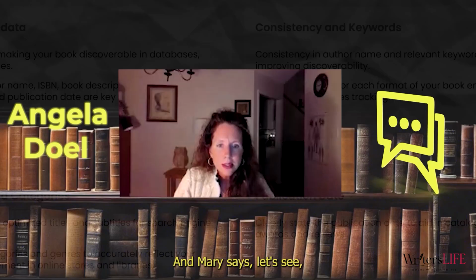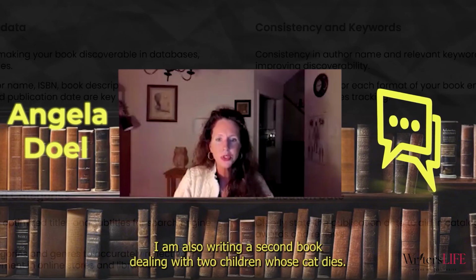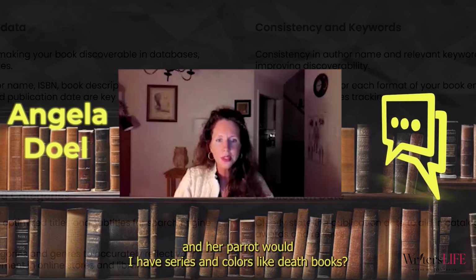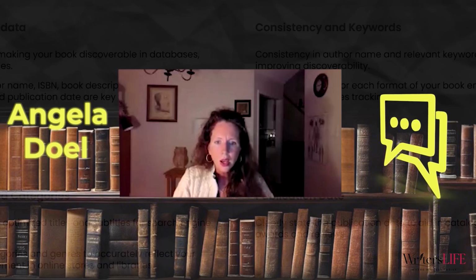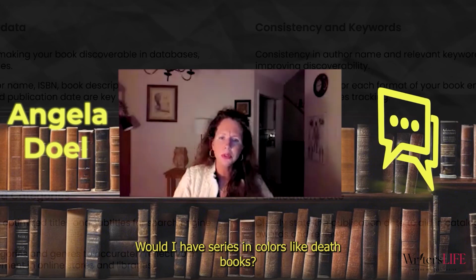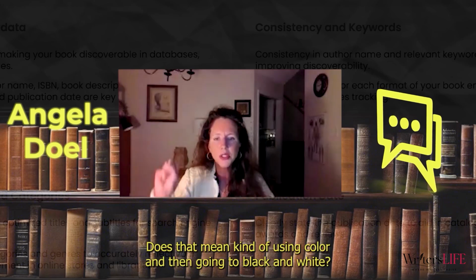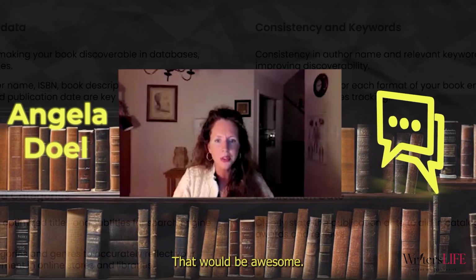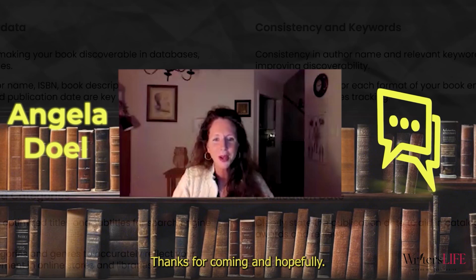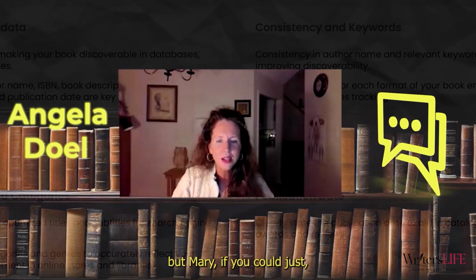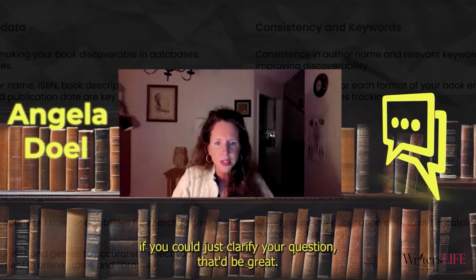Mary says, I am also writing a second book dealing with two children whose cat dies. My third children's book is going to be a series of a 10-year-old and her parrot. Would I have series in colors like death books? What do you mean, would I have series in colors like death books? Does that mean kind of using color and then going to black and white? I'm not sure. If you could clarify that, Mary, that would be awesome. Bye, Kim. Thanks for coming. And I think she already left. But Mary, if you could just clarify your question, that'd be great.